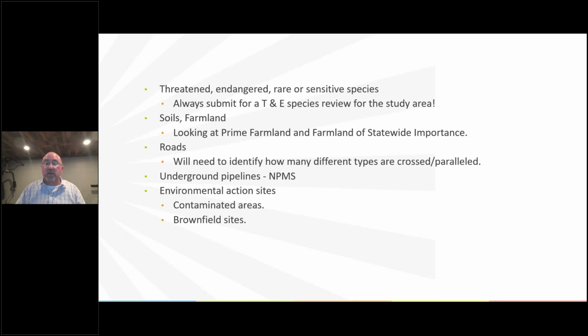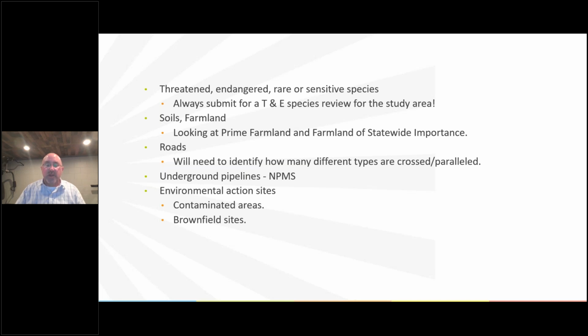So roads, we'll need to identify how many different types are crossed and paralleled. Underground pipelines. There's a national pipeline mapping system that really is very nice because it tells you if there is something in the area. However, you can't zoom in very far and lines are not very accurate. Usually requires dropping down to Street View in Google Earth to find roadside markers. So if there's no Street View, look while in the field.